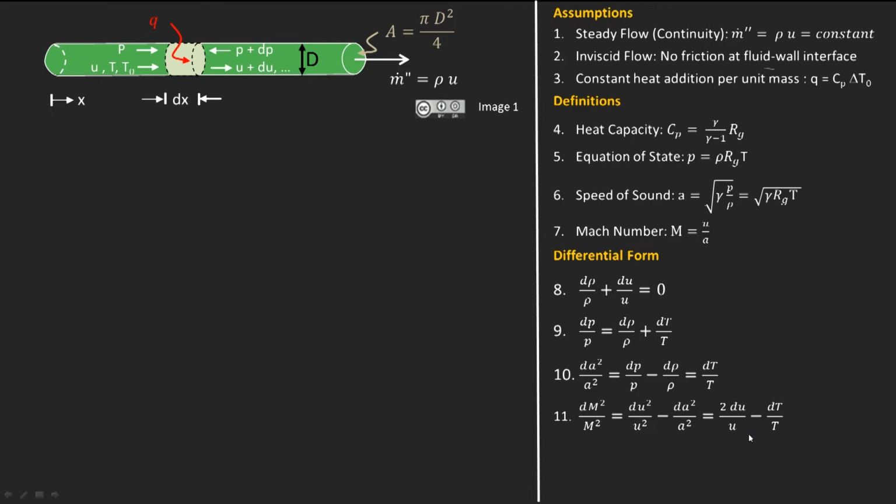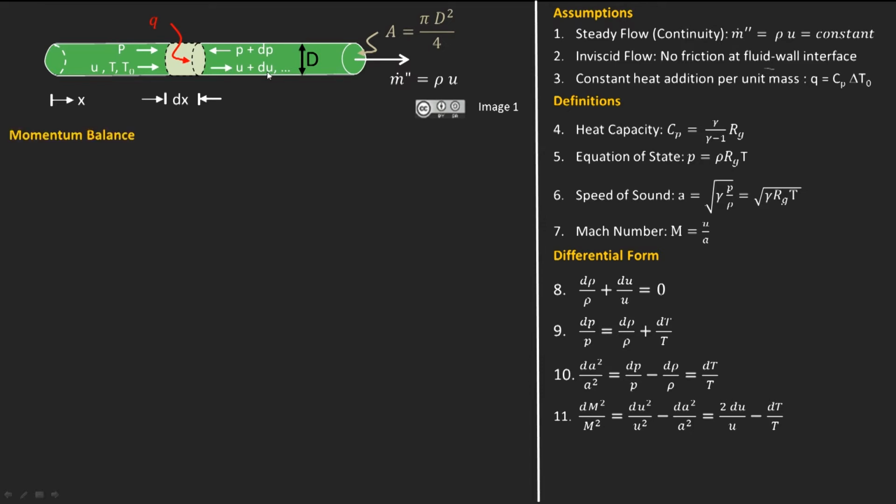Right then, let's go back to the flow through a pipe in which we are adding heat and consider an elemental control volume like we did previously. As we can see here, on the left we have flow properties with pressure P, speed U, temperature T, and total temperature T naught entering the control volume. And then we have this gas fluid exiting the control volume with elemental increases, or small increases in each of the properties, P plus dP, U plus du, etc.